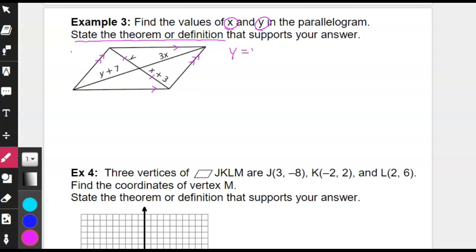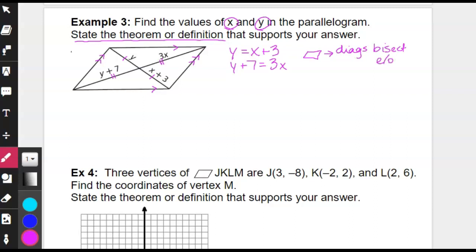So y is equal to x plus 3. I can also say that this segment and this segment are congruent to each other. So y plus 7 equals 3x. I can write these because if parallel, then diagonals bisect each other.